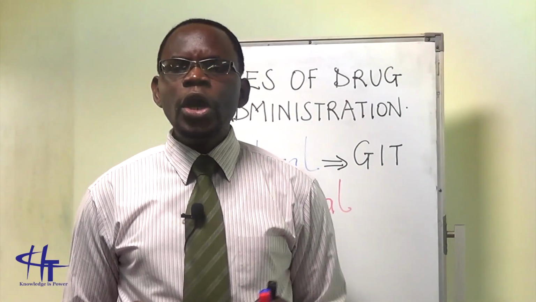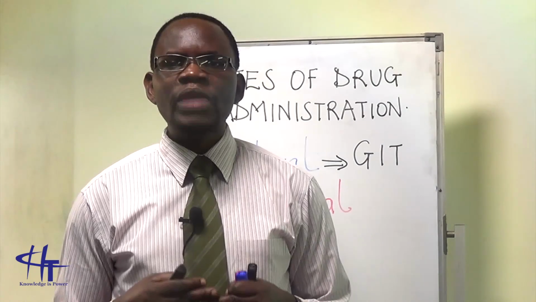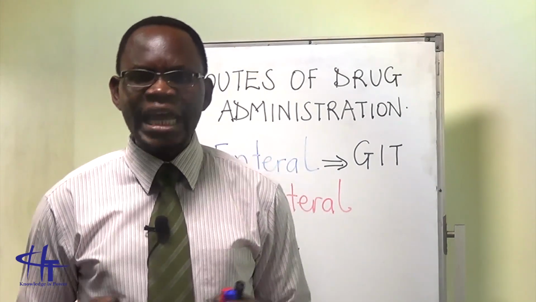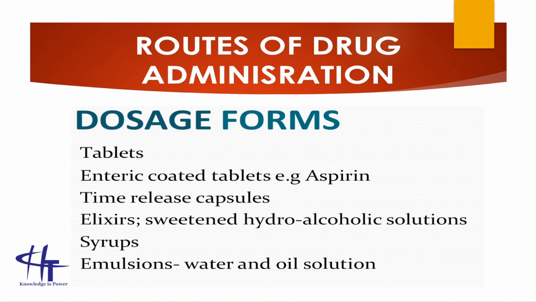Now, we also have ways or forms in which these drugs are given enterically. So in which ways are these drugs or medications given enterically or orally? Now, the commonest known are tablets. So these drugs can be given as tablets, and these tablets can be enteric coated, like, for example, aspirin, or they can be time-release capsules, or what we refer to as elixirs. Elixirs, a very good example is mouthwash. And then syrups, and then there are what we call emulsions.